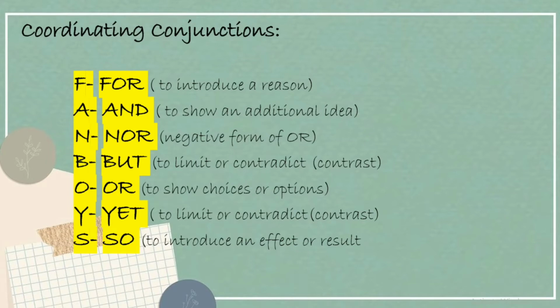We have the letter F, for, which introduces a reason. We have the letter A, or and, to show an additional idea. We have the letter N, or nor, to show the negative form of or. And we have the letter B, or but, to limit or contradict, or to contrast. The letter O, or, to show choices or options. Y, or yet, to limit or contradict. And S, or so, to introduce an effect or result.